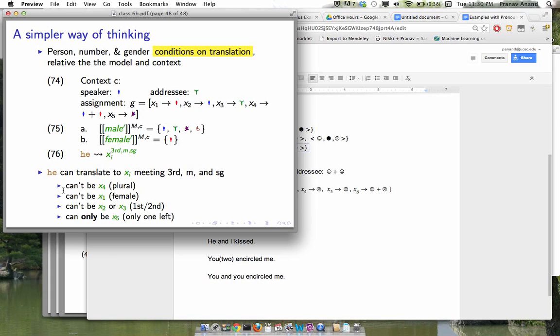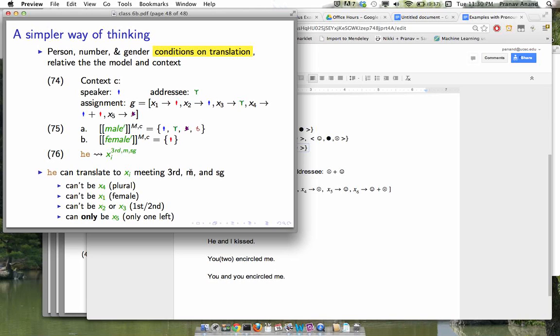So he is translated as some x sub i, where i is a number, but that x sub i had better meet the restrictions of third and singular. So in particular, it had better be singular, which means it had better not be a sum individual. And since x4 maps to a sum individual, he could not translate as x4. Okay.